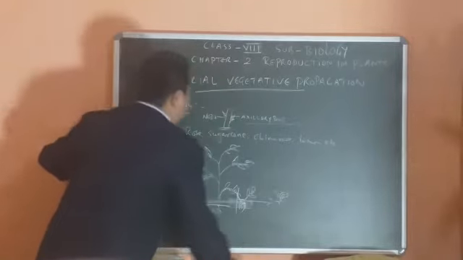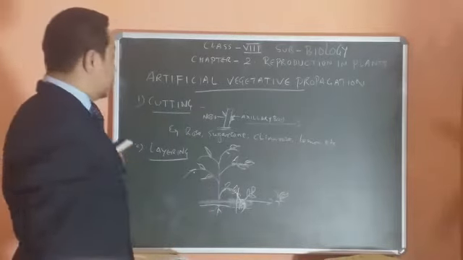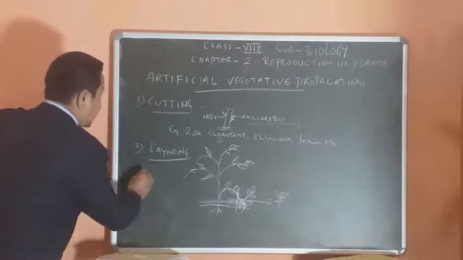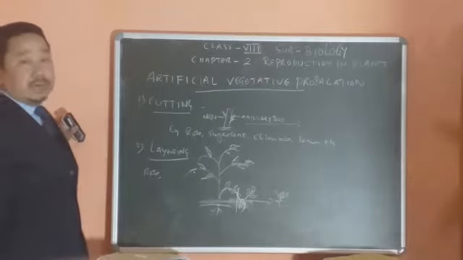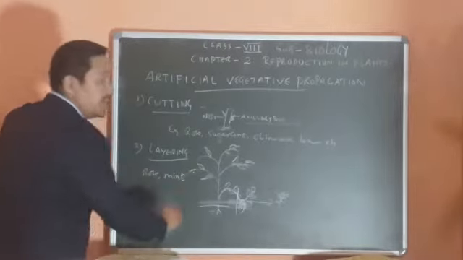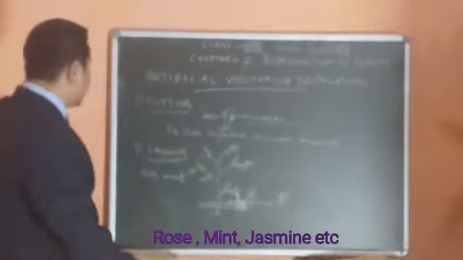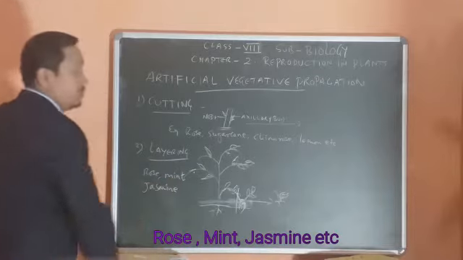So this is called layering, which can be done in plants like rose. Even in the rose, this layering can be done. Even in plants like mint and jasmine, this layering can be done.